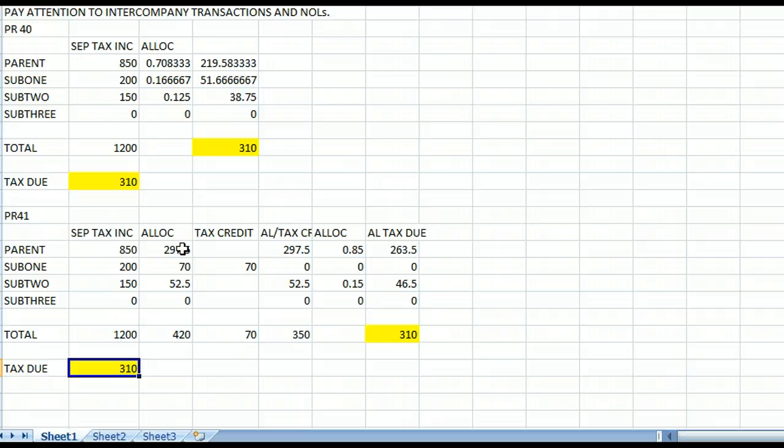If you use the relative taxable income method like in problem 40, then all you have to do is take each of them individually here to the total taxable income, set up an allocation rate like we did here, and multiply it times the $310. So problem 40 is actually easier, but both are acceptable methods. I hope that helps as you go through the material in chapter 8.